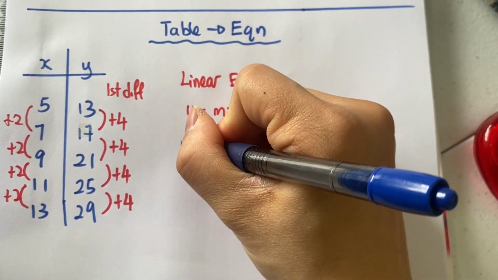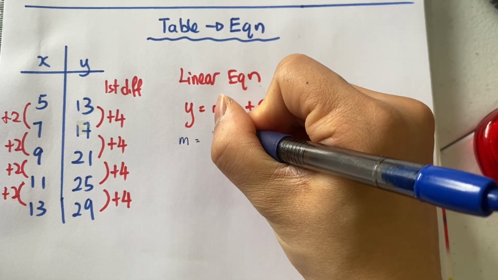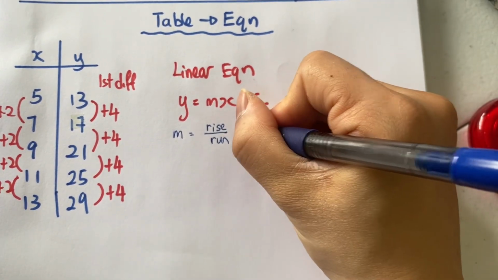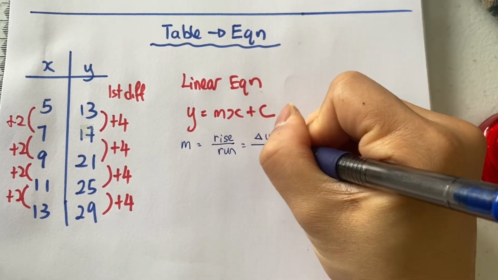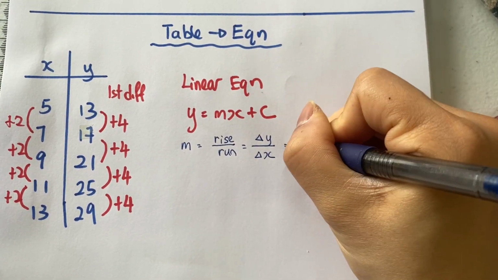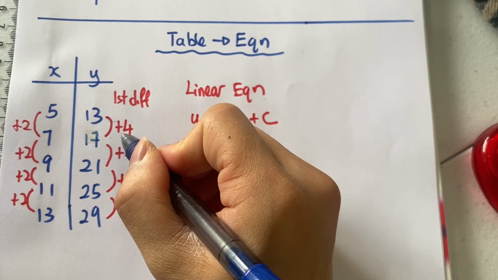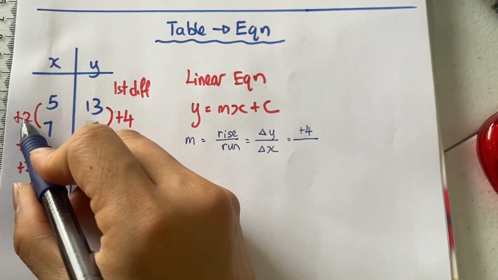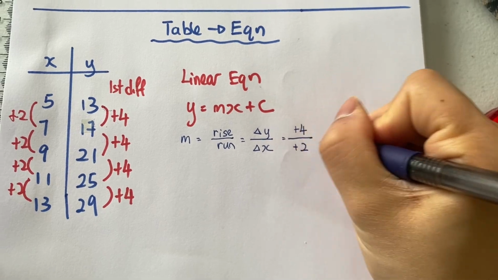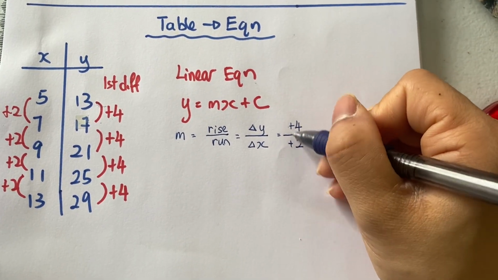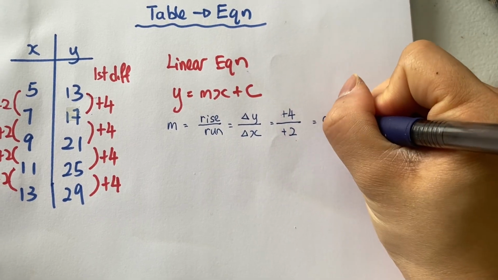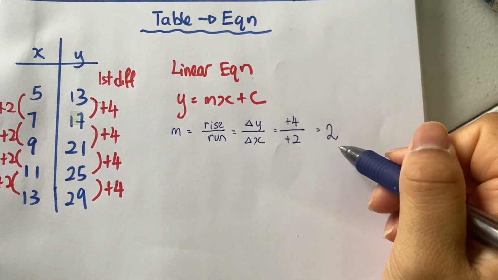First of all, my m is my gradient. That is my rise over run. The different way of writing it is the change in y divided by the change in x. Okay, the change in y is plus 4, so it's a positive 4. The change in x is a positive 2. Okay, just putting the plus there to tell you it's a positive number. So 4 divided by 2, your m, your gradient is 2.